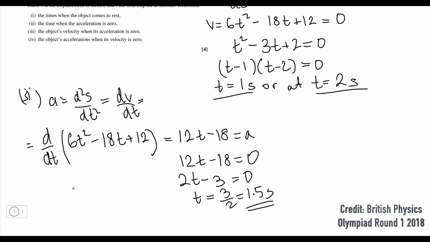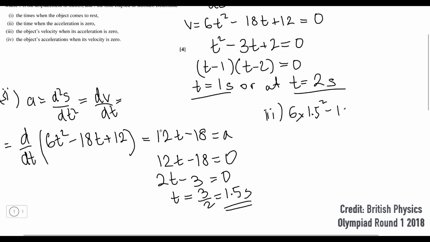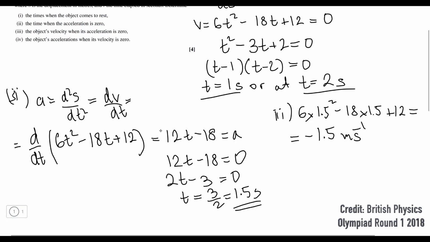Okay, part 3, the object's velocity when the acceleration is 0. This doesn't seem so bad because we already have an expression for the velocity here. So all we need to do is just plug this value into this expression. 6 times 1.5 squared take away 18 times 1.5 plus 12, and this should just give me the answer. And after some calculator magic, we're going to find that this is equal to minus 1.5 meters per second. Okay, we've done part 3.